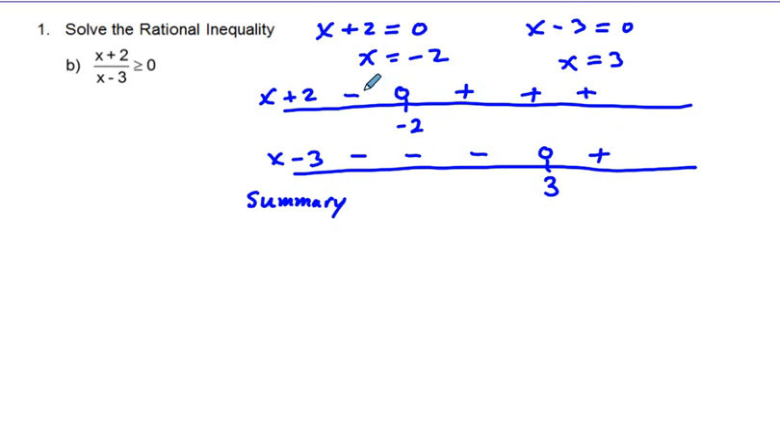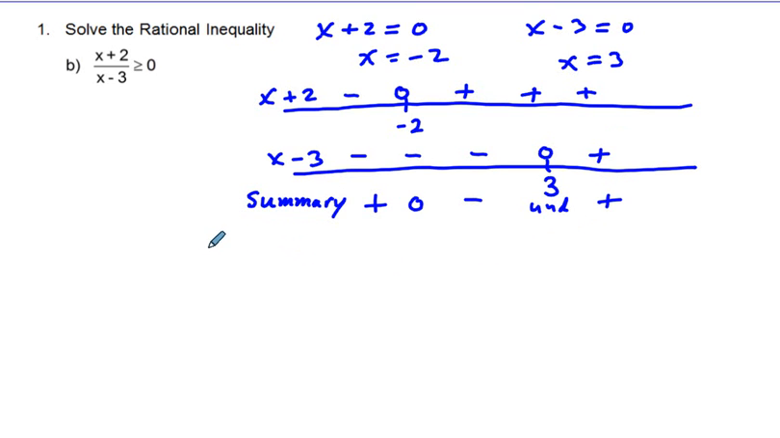For analysis, we just look at negative divided by a negative is positive. We have 0 divided by a negative, which is 0. We have a positive divided by a negative, which is negative. We have a positive divided by 0, which is undefined. And finally we have a positive divided by a positive, which is positive. So now we're ready to make our statement.